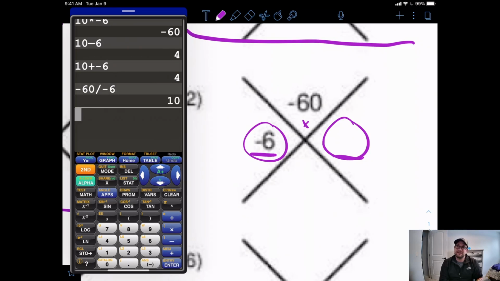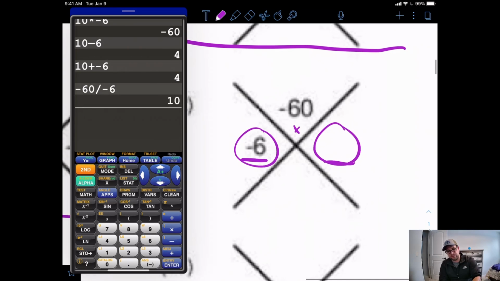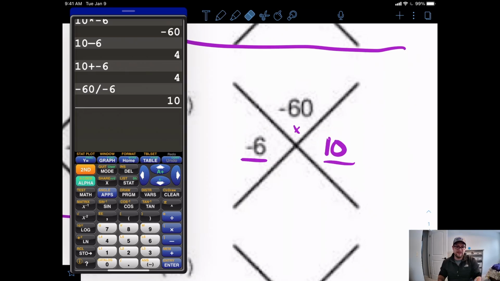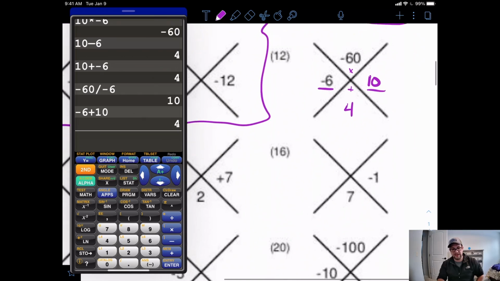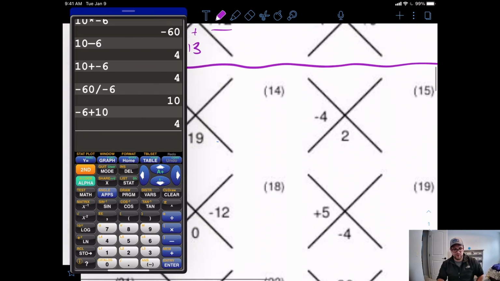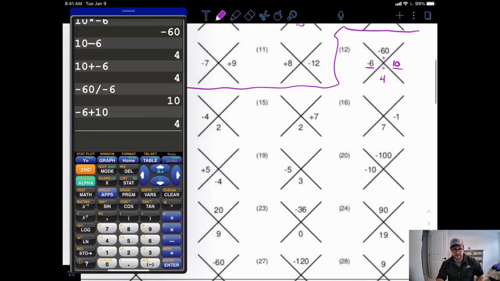So -60 divided by -6 would be +10. Now, as soon as I know what number makes that true, then to get the bottom number, I just need to add those together. So -6 plus 10 would give me a 4 on the bottom. Okay, so that's kind of what we're thinking when we get to those unique situations. Let's see if we can find another good problem.